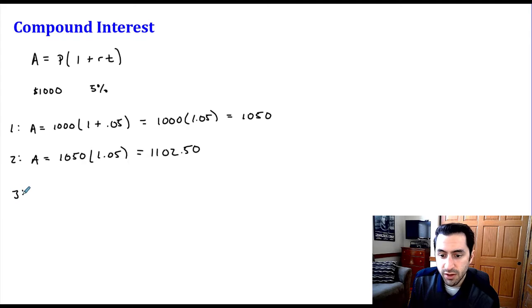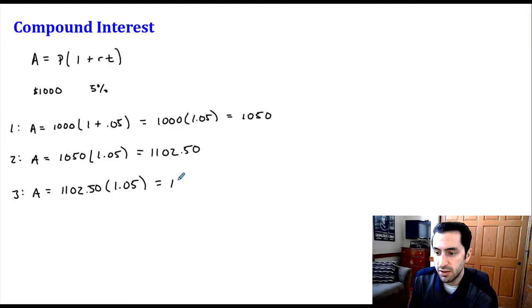And I could keep going. So in year 3, again, we need to use our new balance. So I need to use the ending balance from year 2, $1,102.50, and then we'll multiply this by 1.05, which is going to give me $1,157 and about 63 cents.